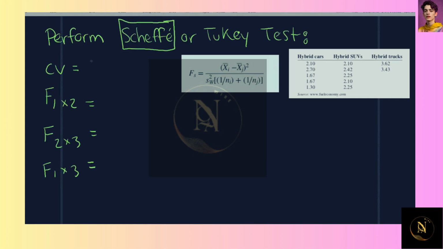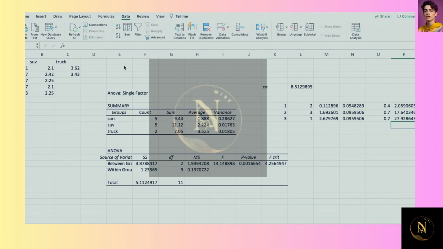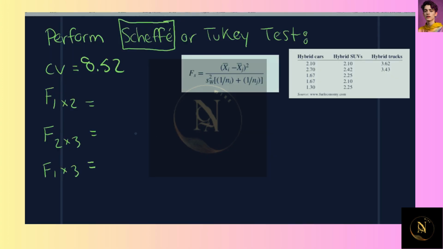Our critical value was 8.52. Hang on. Yep, okay, just making sure. 8.52. And our test statistic for cars and SUVs was 2.1, for SUVs and trucks it was 17.64, and for cars and trucks it was 27.92.